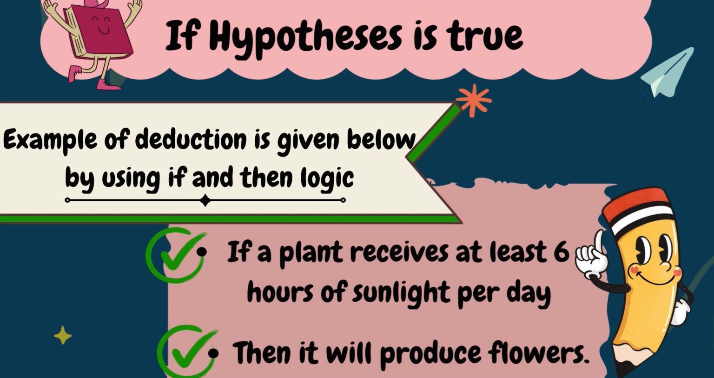Example of deduction is given below by using if and then logic. By this example, you can understand the concept of deductions. If a plant receives at least 6 hours of sunlight per day, then it will produce flowers. If and then logic is present in this example.